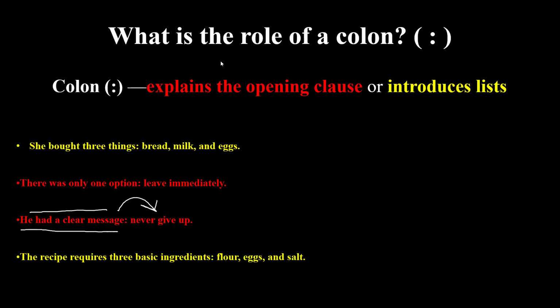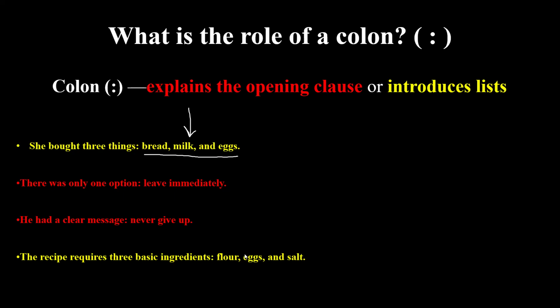Now the second way of using the colon is to introduce lists. Those are the yellow sentences. She bought three things, colon, and here's our list of things. She bought three things: bread, milk, and eggs. And that's our list. Let me say that one more time. She bought three things, then we've got the colon, and then we have a list of items.